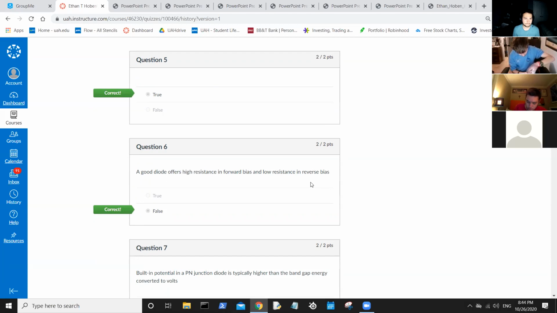Wait, so to make sure I understand this correctly, a good diode offers low resistance in forward bias and high resistance in reverse bias, right? Yeah, that's what you want. I thought that was actually mentioned in one of the lectures.